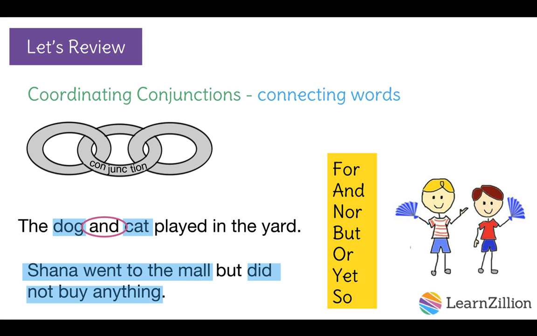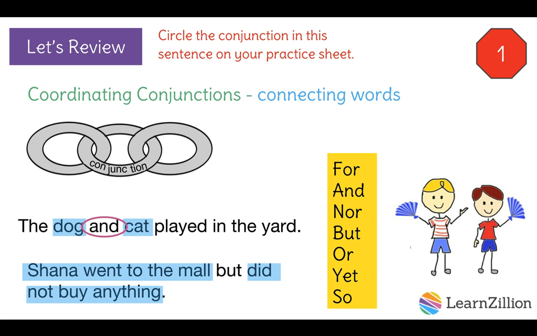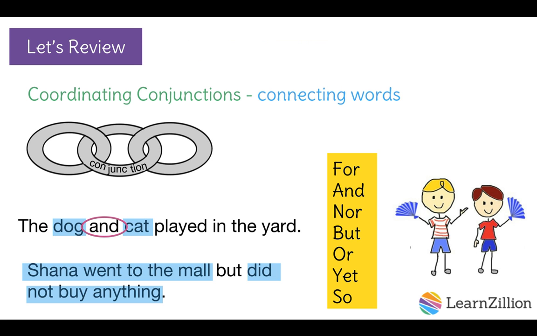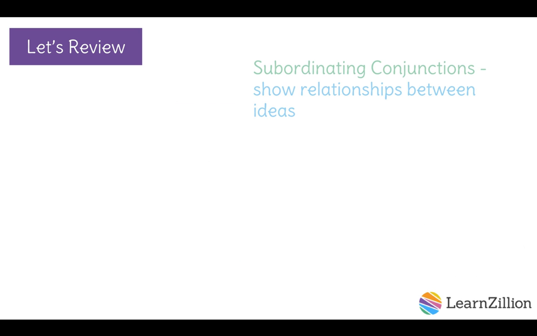Use your FANBOYS list to circle the conjunction in this sentence. Pause the video while you do this. Press play when you are done. The conjunction but is used when the related ideas are opposites. Did you circle the word but? Great work!